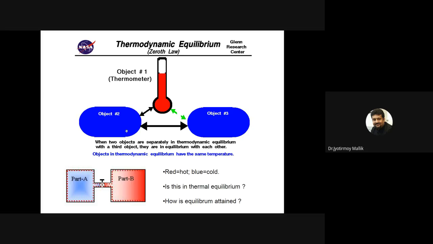Okay? So this law says that if object 2 is in thermodynamic equilibrium with object 1, and object 3 is also in equilibrium with object 1, this is the zeroth law of thermodynamics, as they say, then object 2 and object 3 also have to be in equilibrium with each other.